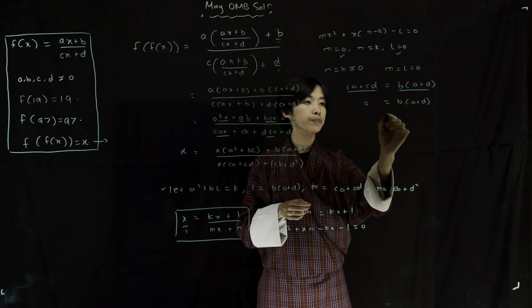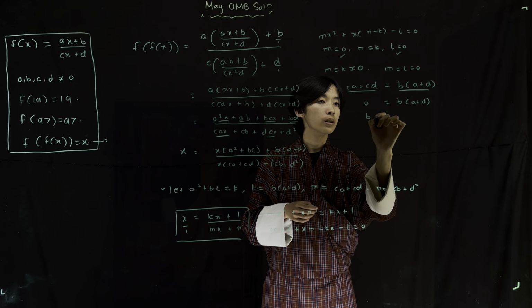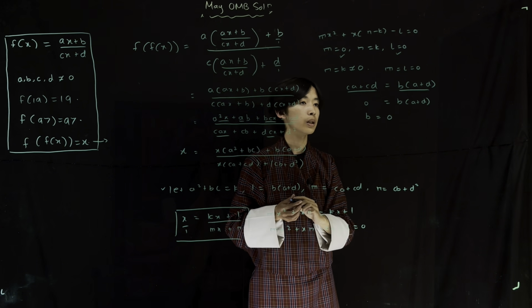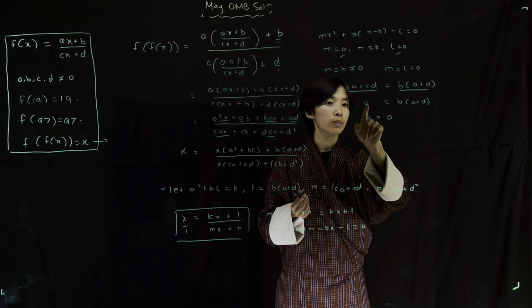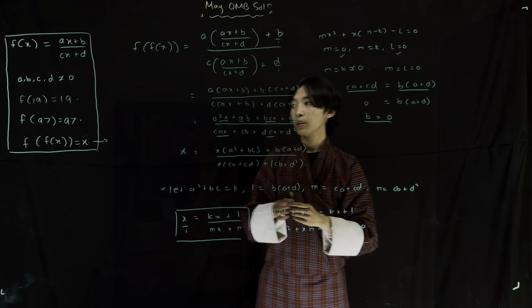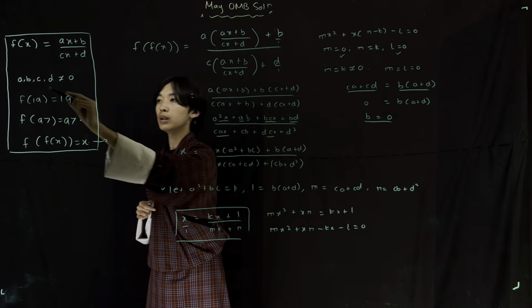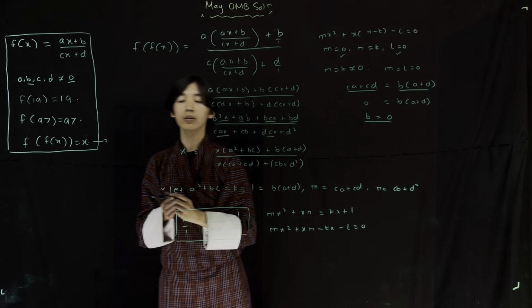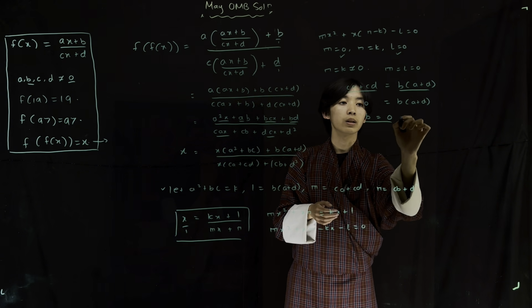So if we take this as 0, then we get B times A plus D, so we get B is equal to 0 in this case. Plus D is equal to 0. So B is equal to 0. We get this. But according to the condition we have, B is a non-zero real number. So this condition is false.